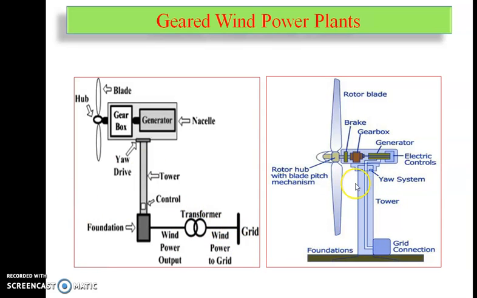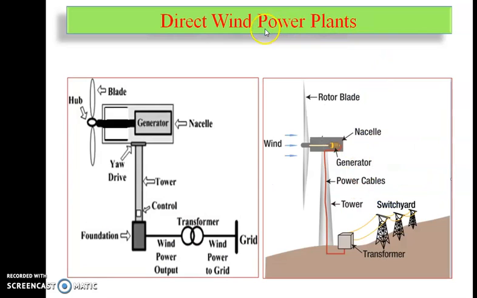Now we will see the second type. It's called the direct wind power plant. As I said earlier, in the direct wind power plant there is no provision for gearboxes. म्हणजे काय, gearbox इथं absent आहे. You can see the difference. That means इथं gearbox present आहे, इथं नाही. The shaft of these blades is directly connected to the generators.